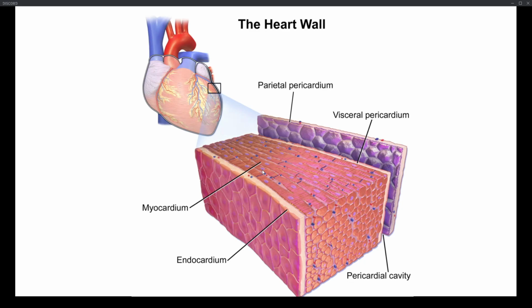The next layer over here would be the myocardium, which is actually the muscle of the heart. And then we have the endocardium, which is the inner layer that is very smooth, so that none of the blood cells stick to the walls or cause any problems.